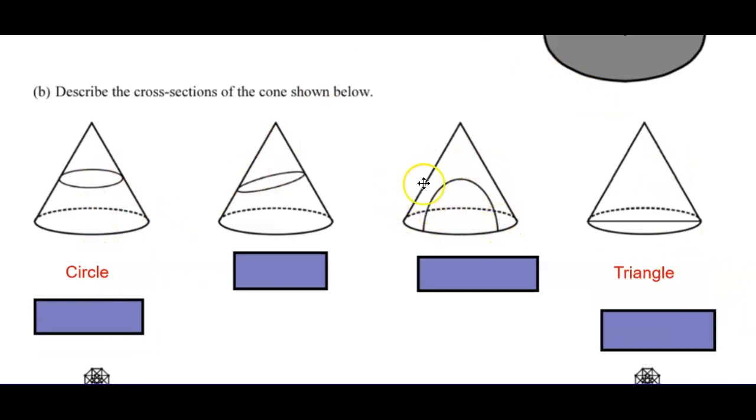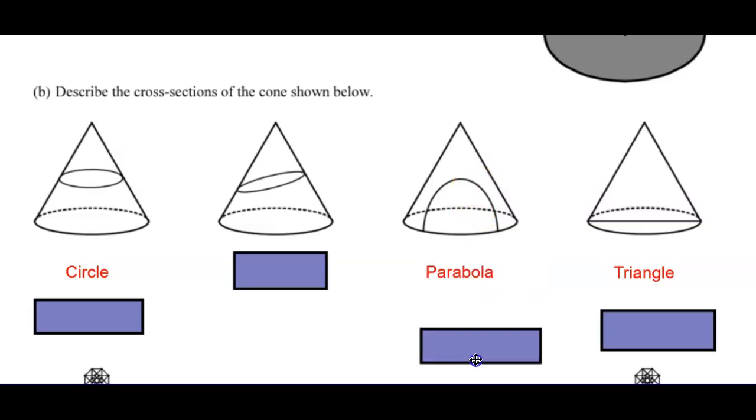This one here is an algebra concept. What I'm doing there is I'm slicing off a side of the cone, vertically, slicing off the side of the cone. And so what we end up making there is called a parabola. And that's the symmetrical U shape that you see on the side.